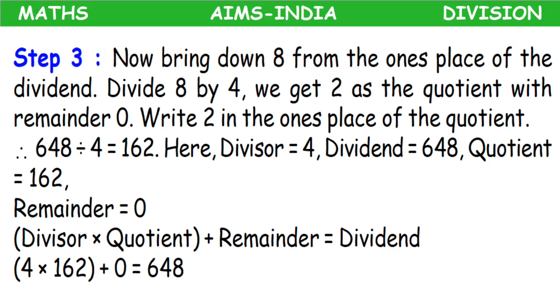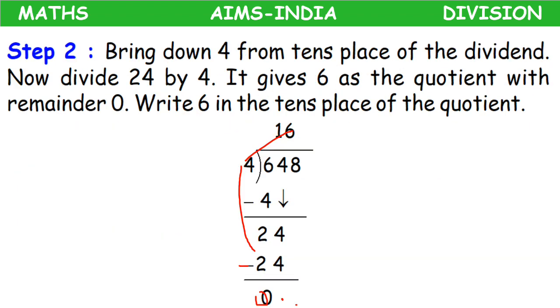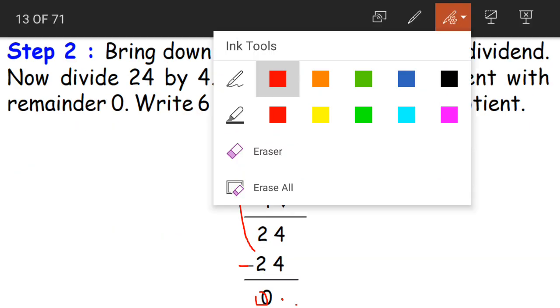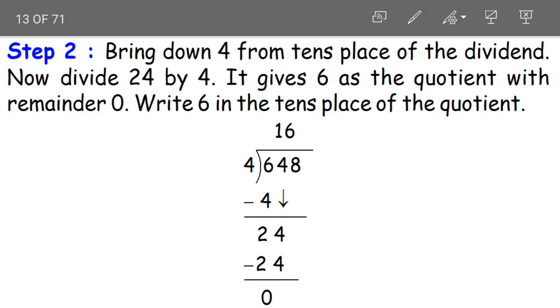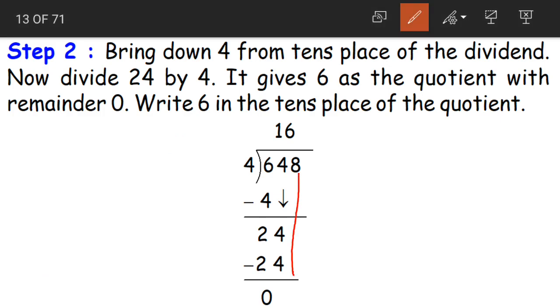Bring down 8 from the ones place of the dividend. Divide 8 by 4. We get 2 as the quotient with remainder 0. Yes, we are done with tens and hundreds. Now we have 8 which is in the ones place. So bringing 8 down.